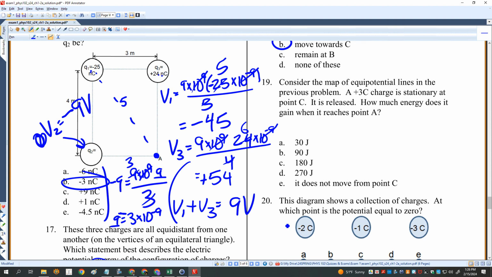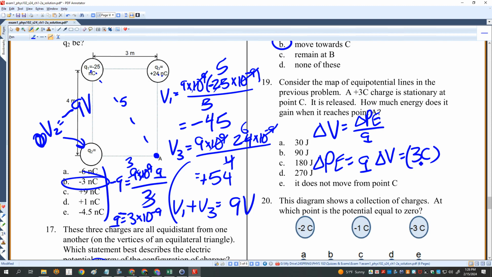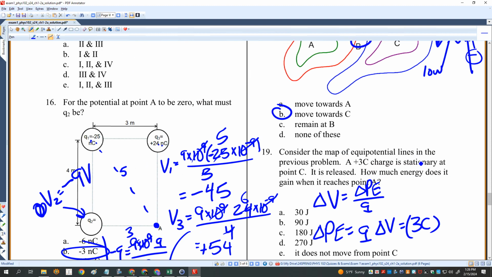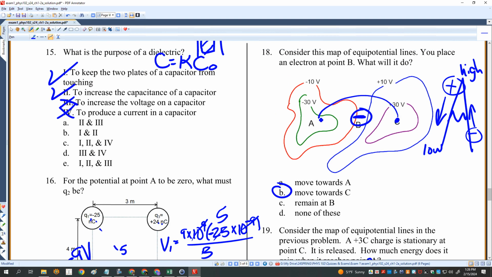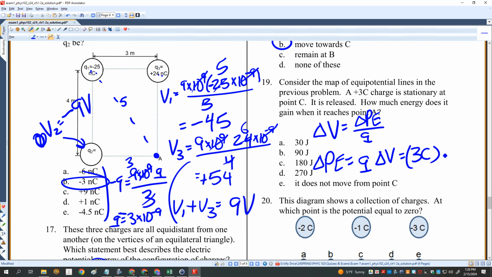How much energy does it gain? So remember, delta V is delta PE over Q. So our change in potential energy is going to be Q times delta V, which is going to be 3 coulombs. And then let's figure out what our change in potential is. It's starting at C and it goes to A. So it goes from here all the way over to here. So from 30 to negative 30, or 60 volts, a total of 60 volts. So that's 180 joules. C.